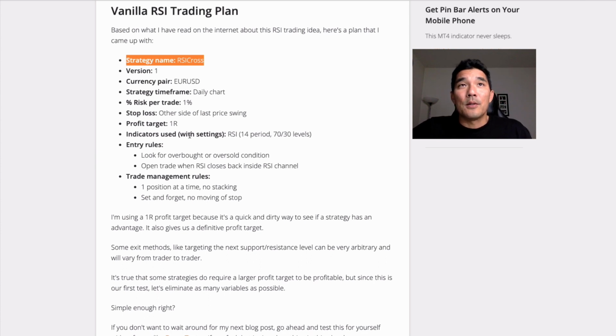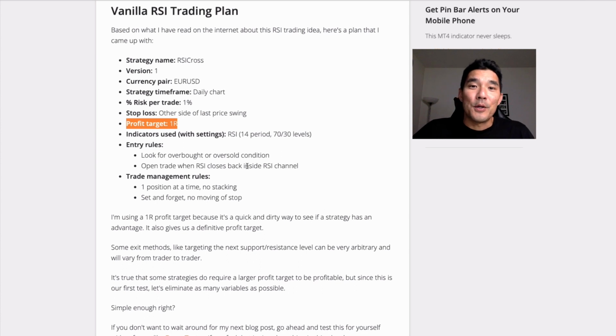So the next thing we're going to take a look at is the indicators used. It's the RSI that comes with pretty much every trading and charting platform out there. It's going to be the 14 period setting, and we're going to use the 70 and the 30 levels. The entry rules: simply look for the overbought or oversold condition when it pops above 70 or below 30. Then when RSI closes back inside of the channel, we open a trade, and then we target 1R like it's mentioned here, right? And then trade management rules: it's going to be one position at a time, no stacking, and it's set and forget. So it's either going to hit the profit target or it's going to hit the stop loss, and we don't move anything.